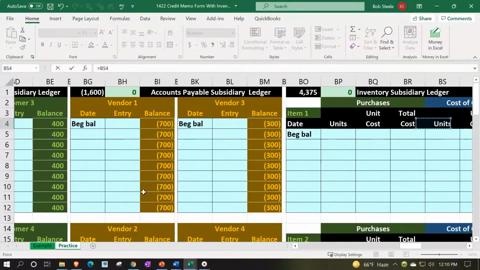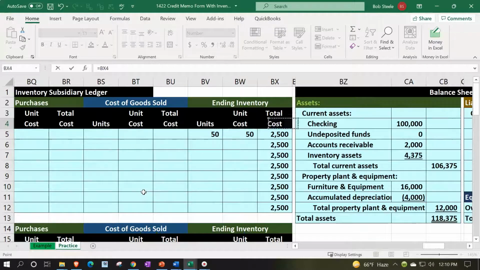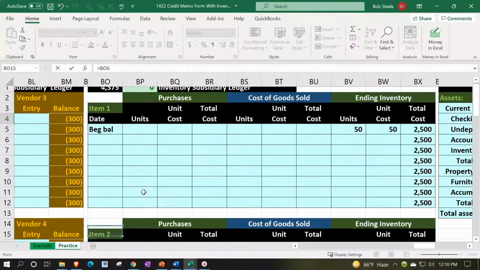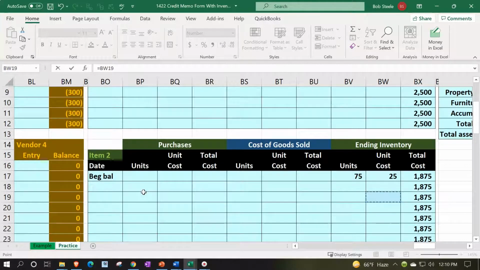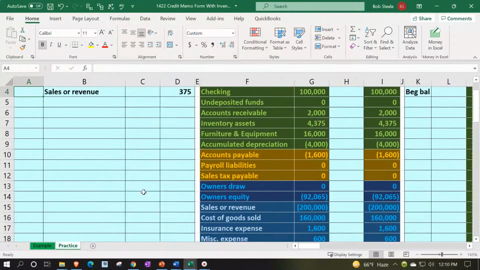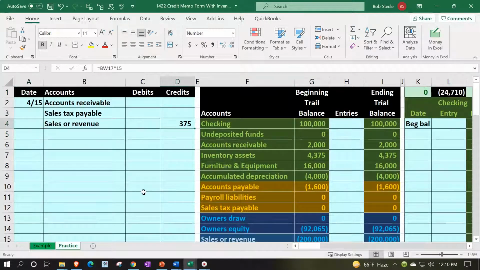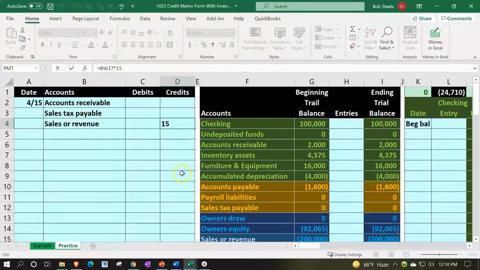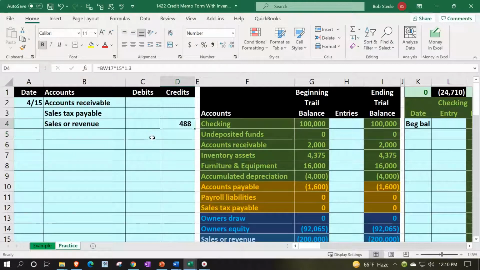So I'm going to say equals and go all the way to the right, looking at this subledger for inventory. I'm assuming we're selling inventory item 2. I'm going to take the cost, which is 25 times 15, assuming we sell 15 units of it. That gives us the cost of 375. Then I'm going to mark it up, and I'm going to assume we mark it up 30%. So I'll go back in there and take that amount and multiply it times 1.3, or 130%, and that'll give us our 488.